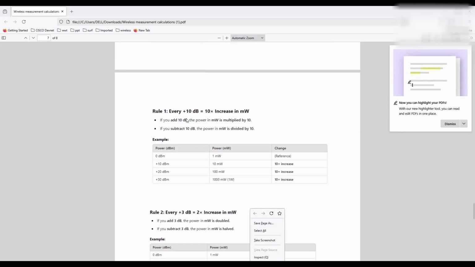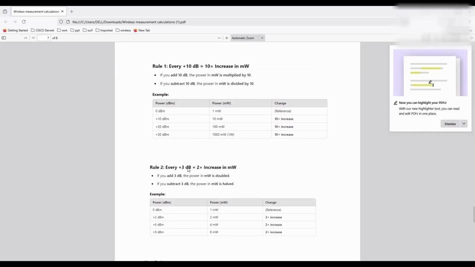So this rule you know, right? Every 10 dB increase means a 10x increase in milliwatts. I explained this yesterday. Every 3 dB gives a 2x increase. Here you can see 0 dB, 10 dB: it increases 10 times, like 1 milliwatt, 10 milliwatts. When you increase by 20, it goes to 100. The milliwatts increase 10 times each time you add 10 dB.